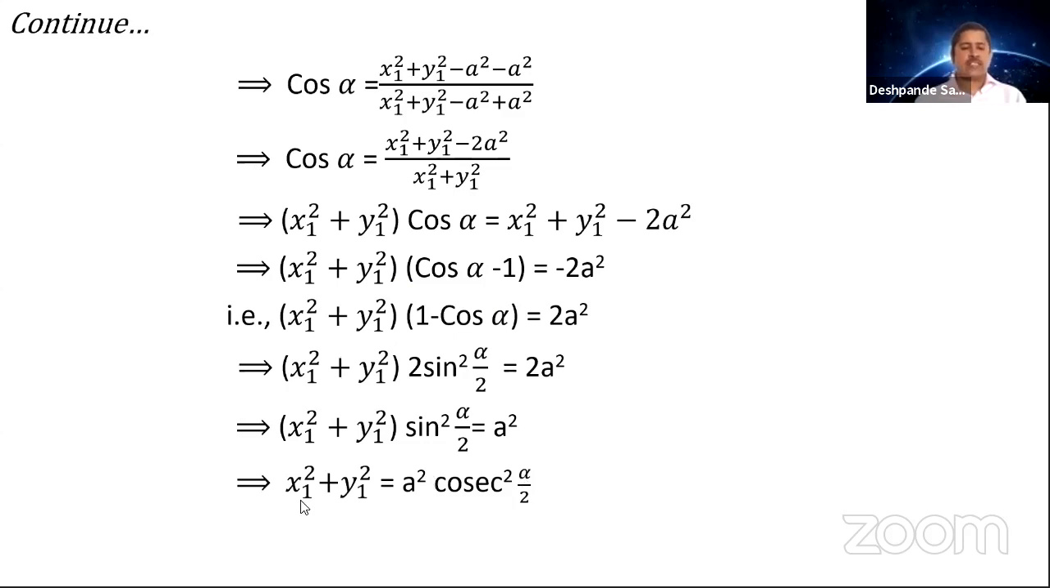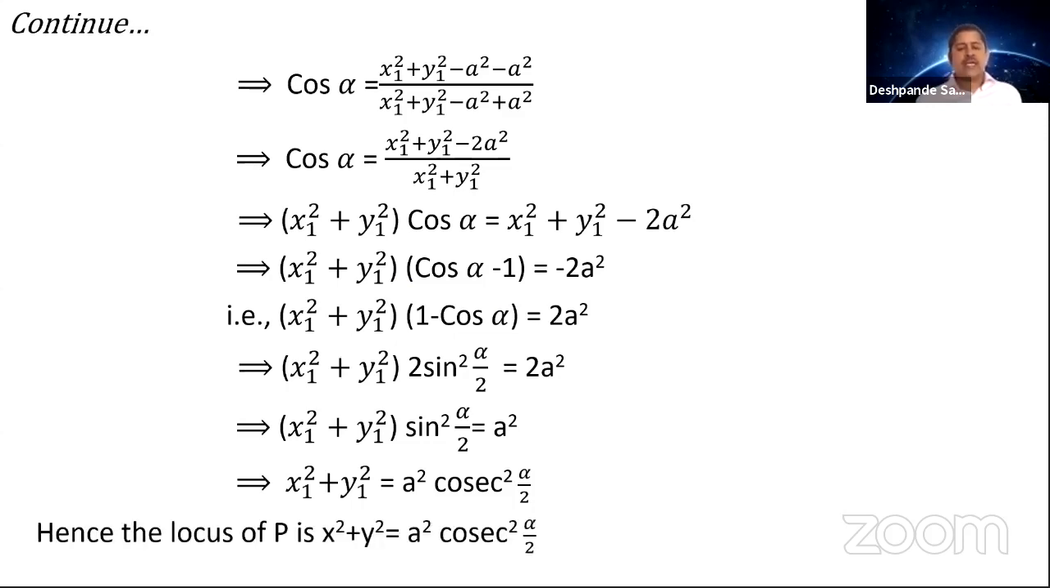If you take the point as x2 y2, you get x2 square plus y2 square is equal to a square into cosecant square of alpha by 2. So the moment you change the point here, this term is going to change and this term is going to be fixed. Now generalize it here. Because you're saying locus, instead of x1 you can write x, instead of y1 you can write y. So the locus of the point is x square plus y square is equal to a square into cosecant square alpha by 2.